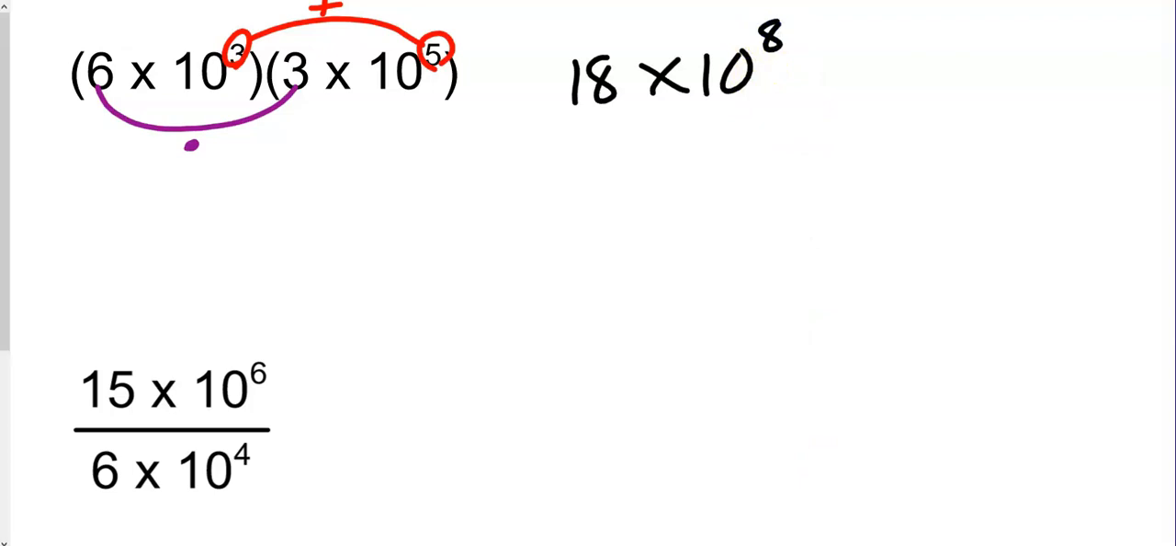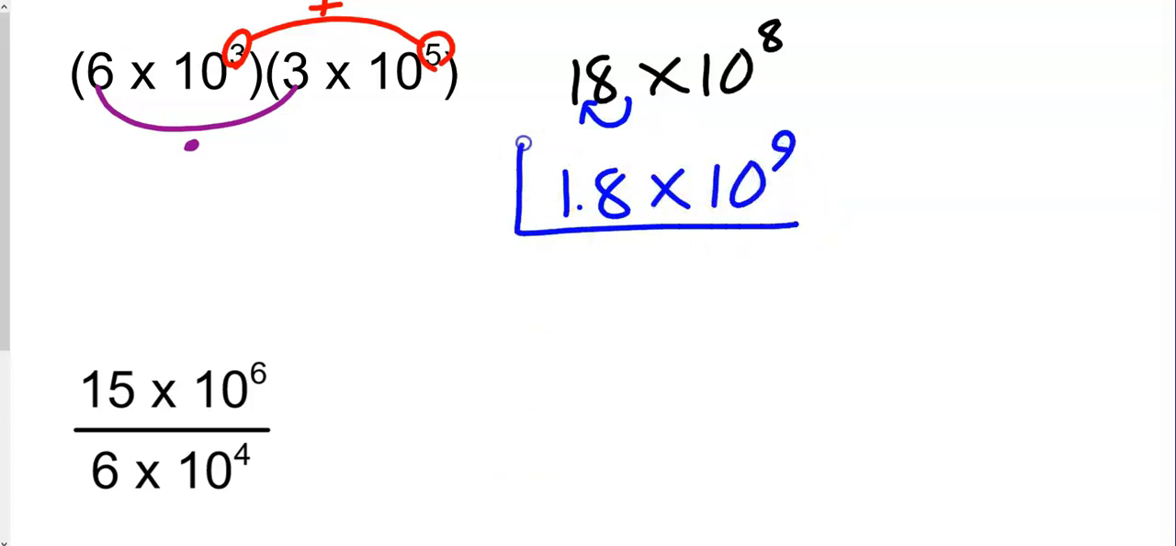And as always, we need to check our number. Is 18 a number that's between 1 and 10? No. So we have to fix that. There's the decimal, and we have to move it one place to the left. And again, if you're moving to the left, you're going to add on to that exponent. So there's the real value in scientific notation: 1.8 times 10 to the 9th.